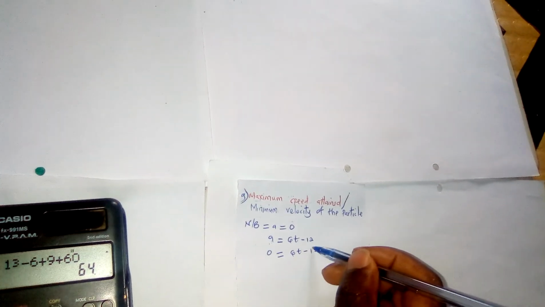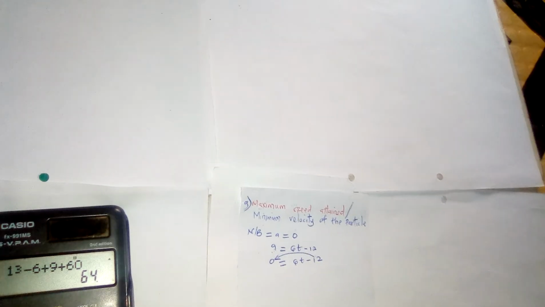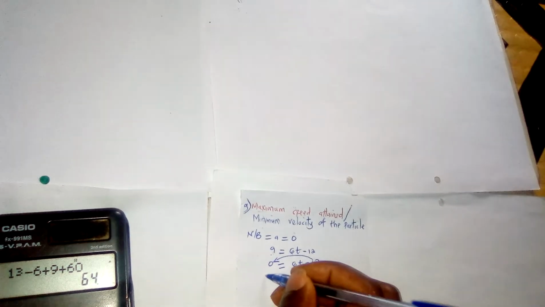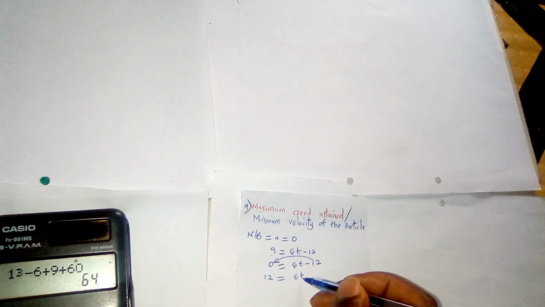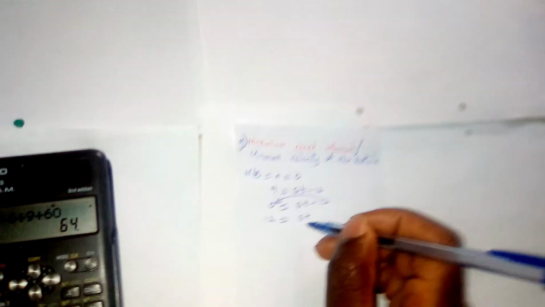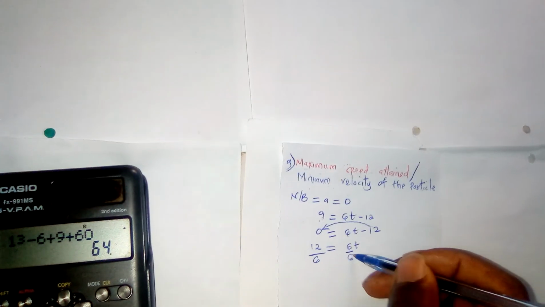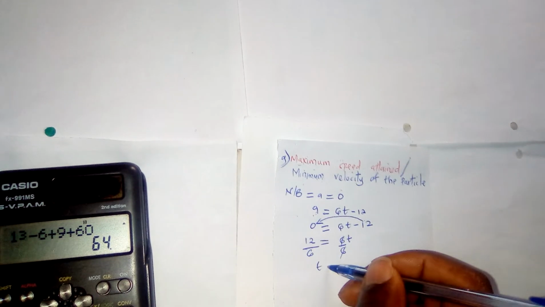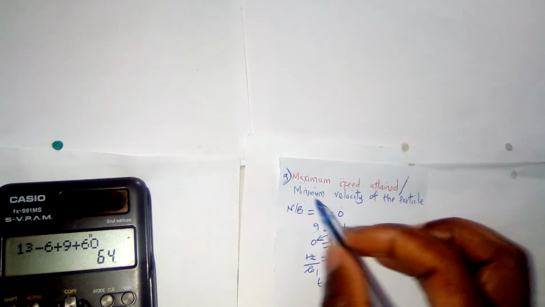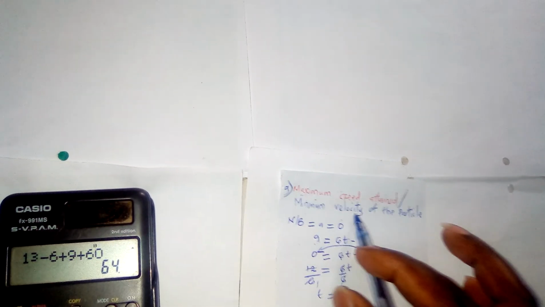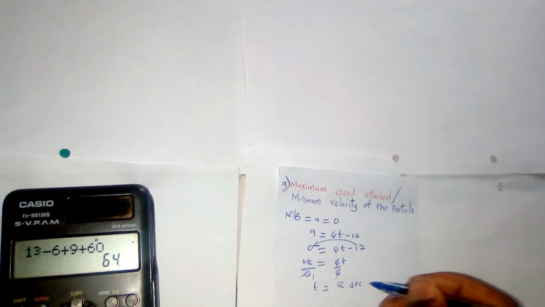After this, I'll let negative 12 cross the equal sign, thereby having 12 equal to 6t. To remain with the t here, I'll divide both sides by 6, so that 6 goes to remain with the t, and 12 divided by 6 is 2. So at maximum speed or minimum velocity, t is equal to 2, so it is 2 seconds.